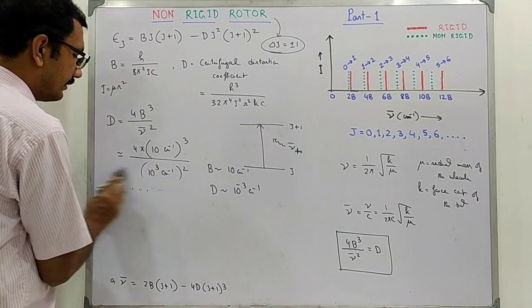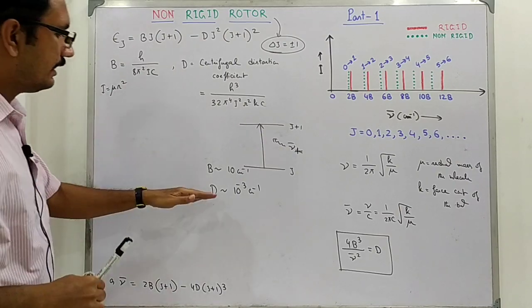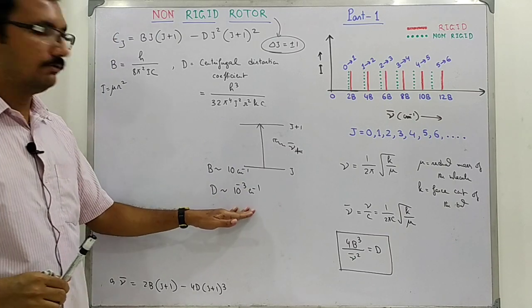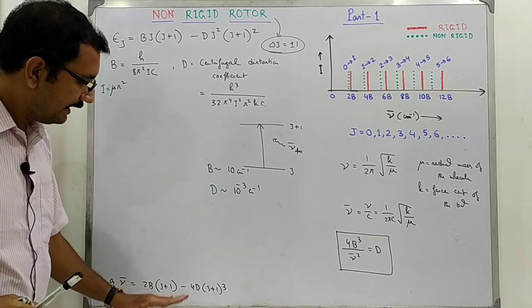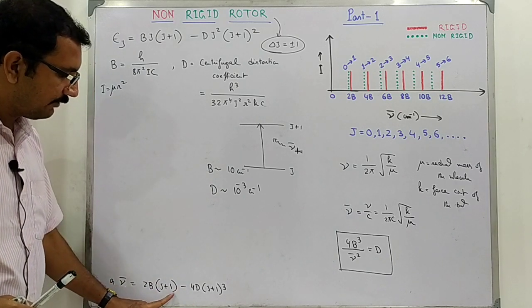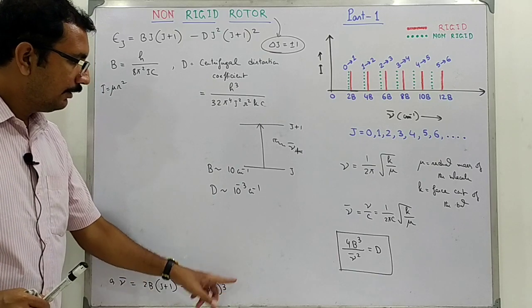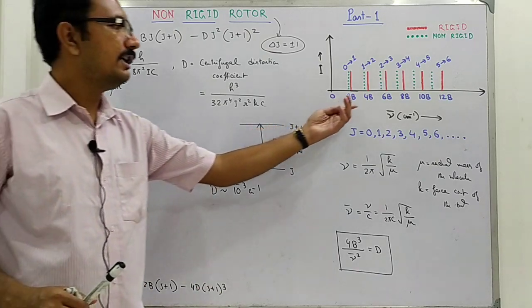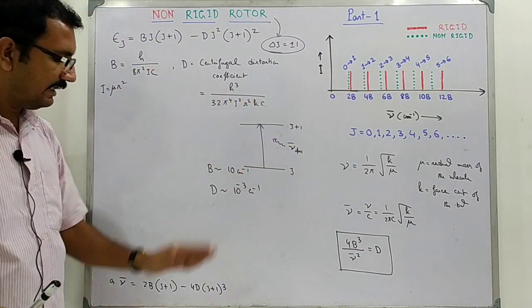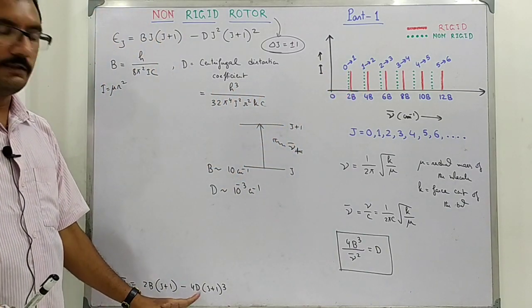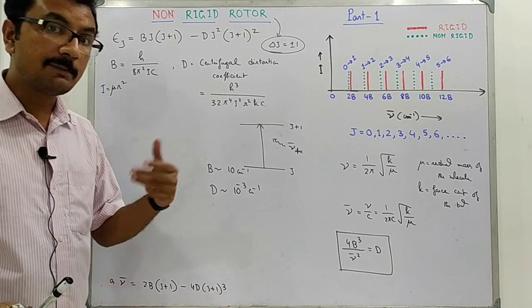Now, see which one is greater. D has a much lower value compared to b. Now, see the expression: 2b into j plus 1 minus 4d into j plus 1 whole cube. For the transitions at the lower level, from 0 to 1, 1 to 2, to a good approximation we can neglect d, that is, the centrifugal distortion coefficient can be neglected.